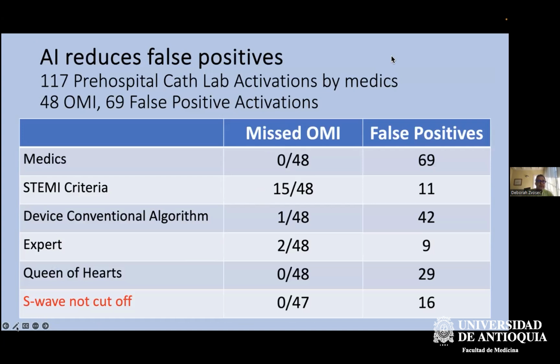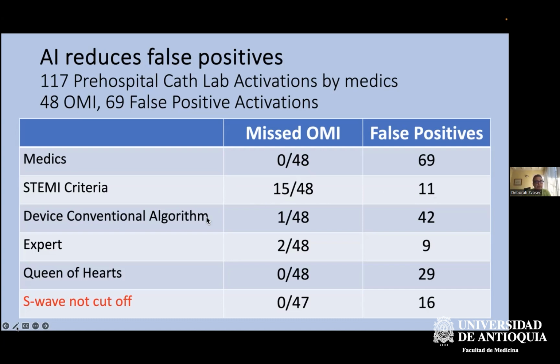Now, AI also reduces false positives. At our hospital, we looked at 117 pre-hospital cath lab activations by medics. 48 of them turned out to be true positive OMI, and 69 were false positive activations. The STEMI criteria missed 15 of those 48 OMI and had 11 false positives.